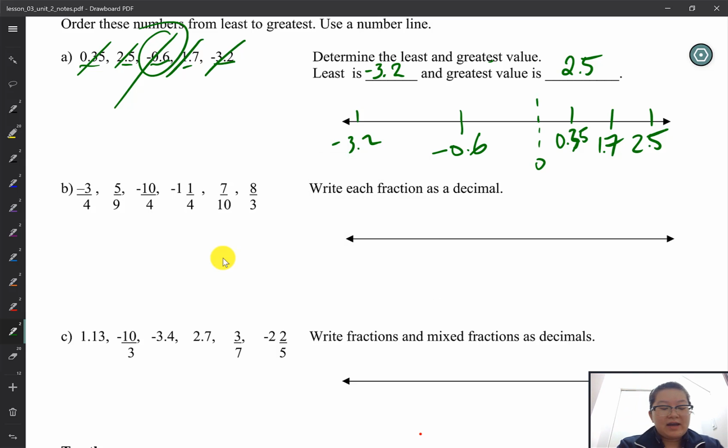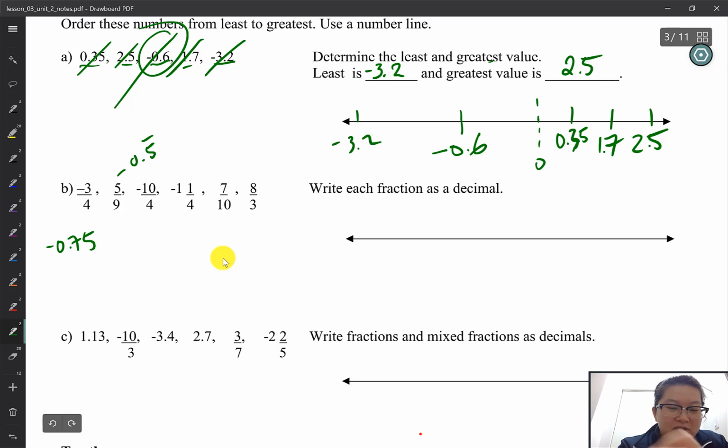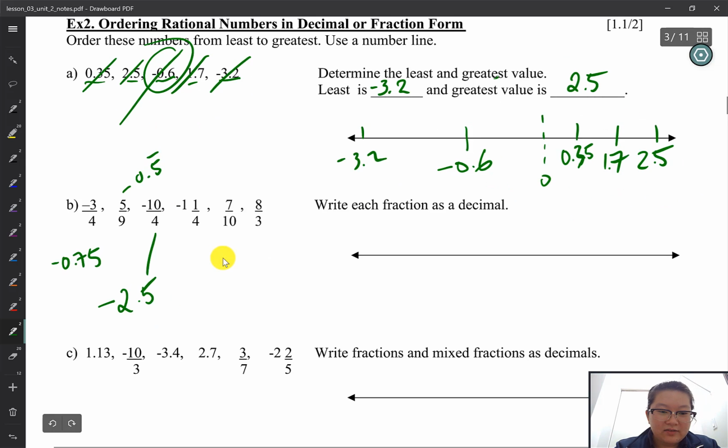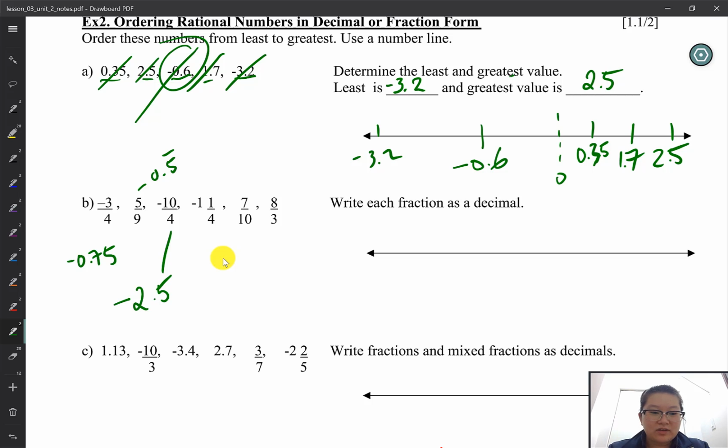Okay, I'm going to do B here, and I'm going to convert all these to decimal form. Negative 3 over 4 is negative 0.75. 5 over 9, that's going to be 0.5 repeated. If you do enough math, you'll know these by heart. Negative 10 over 4, so don't forget the negative sign. There's going to be 2 of those in there, and I have 1/2, so that's 0.5, so that's going to be negative 2.5. And of course, if you put it in the calculator, that's totally fine. You don't have to do this all in your head.